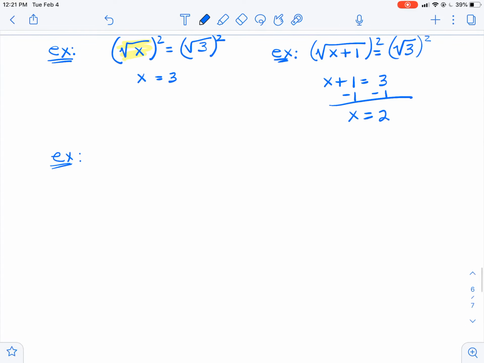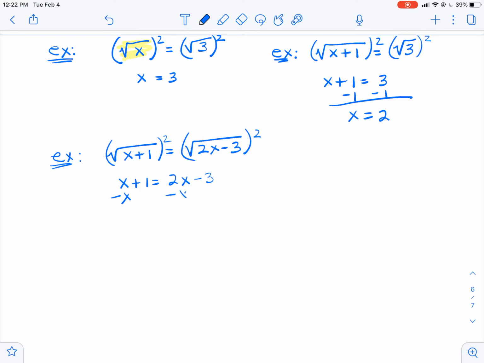What happens if I have variables under both radicals? Okay, now I'm making up some things here, so we'll see how they work. Again, I'm going to square both sides. So I have x plus 1 equals 2x minus 3. I'm going to go ahead and solve. I'm going to move it this way because I want to have my x's positive. And it looks like x is 4.